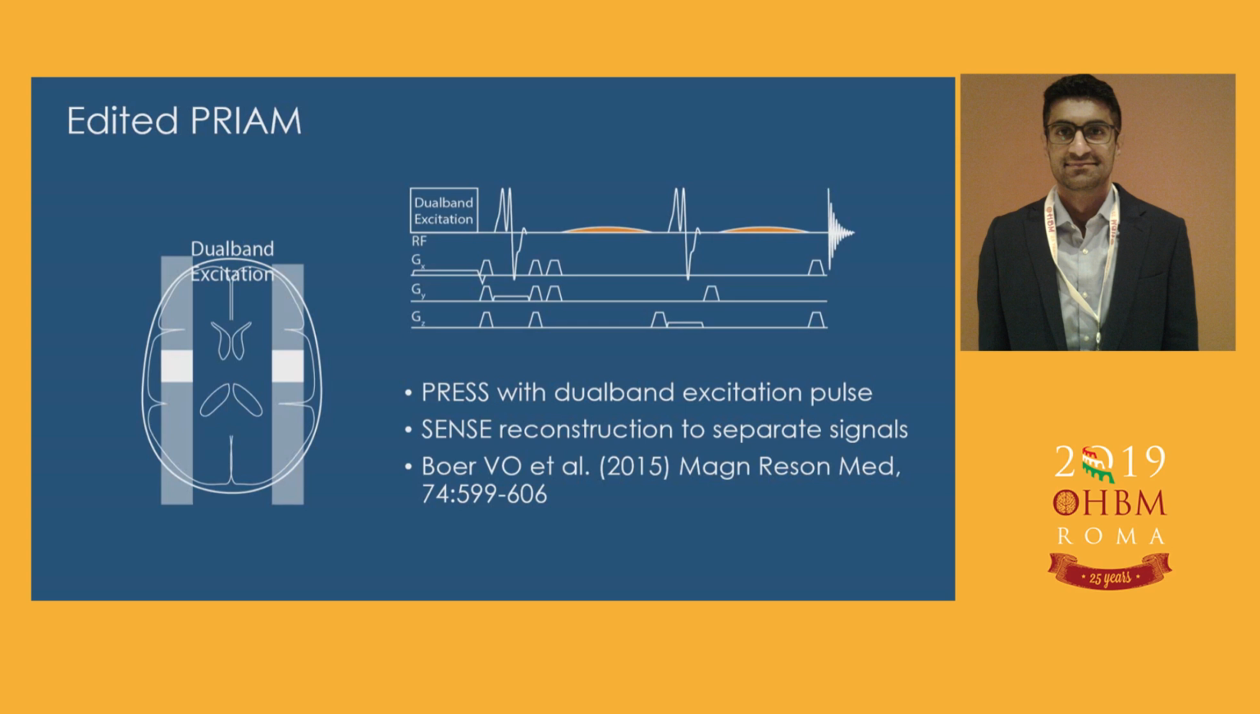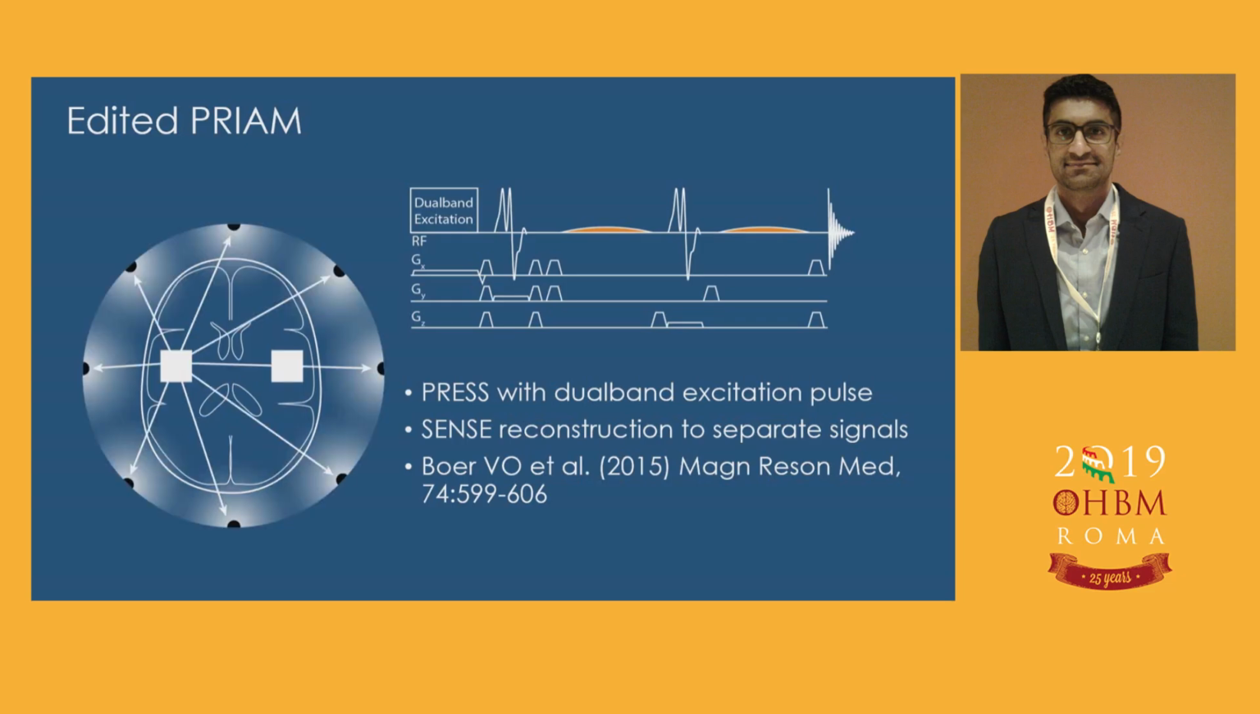And if you include editing pulses, you can now perform MEGA-PRIME editing, or if you include dual lobe, you can perform HERMES-PRIME. And you can use SENSE reconstruction to separate the signals, so you can separate those two voxels of interest.